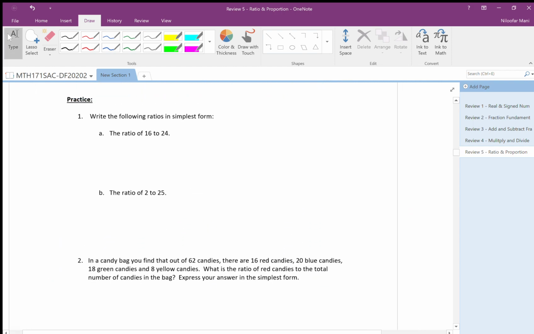So, practice. Write the following ratios in simplest form. Okay, so 16 to 24. I don't even say any unit, so this is the easier one. 16 to 24. Simplify. What can I cancel? 8. So 2 times 8, colon, 3 times 8, which is 2 to 3.